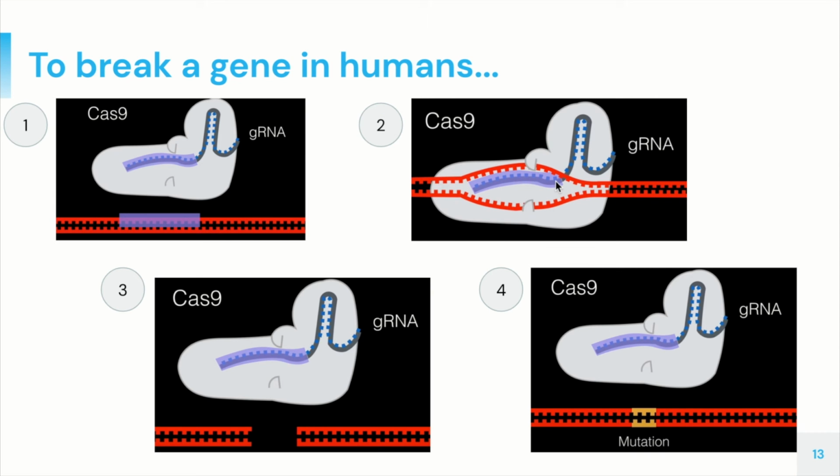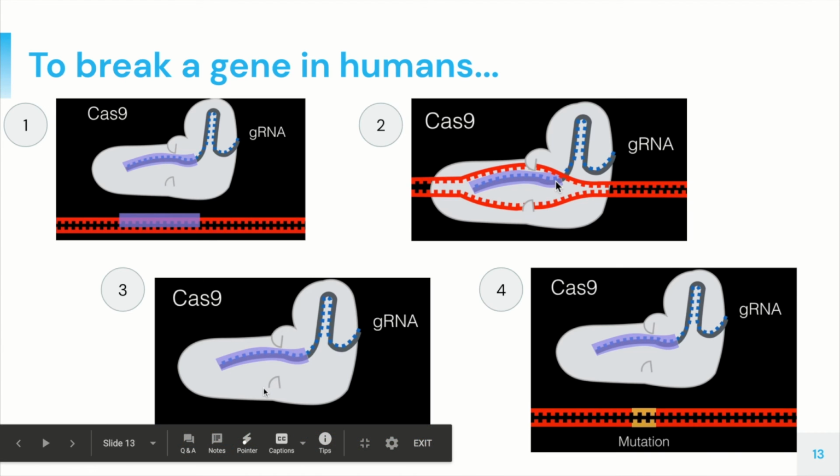So to break a gene in humans, first the genetic engineer identifies the specific DNA sequence that we want to inactivate. Next, the guide RNA strand that matches the sequence will attach to Cas9. The DNA will feed into the protein, and then the enzyme will cut. After the cut is made, the cell will try to repair the break, and thereby the gene will be inactivated.